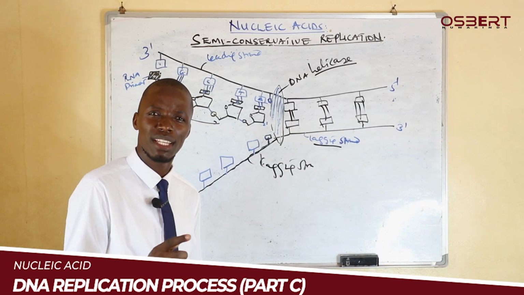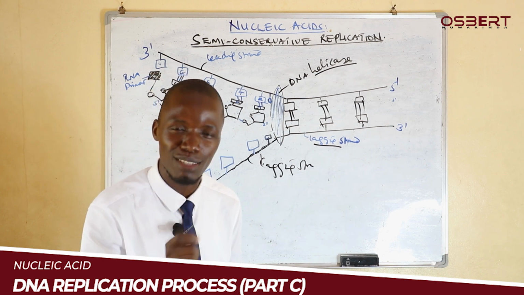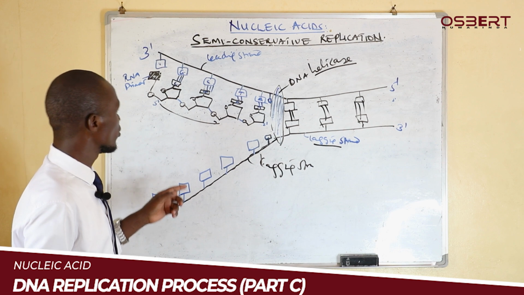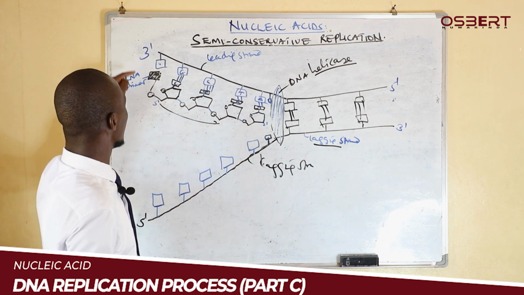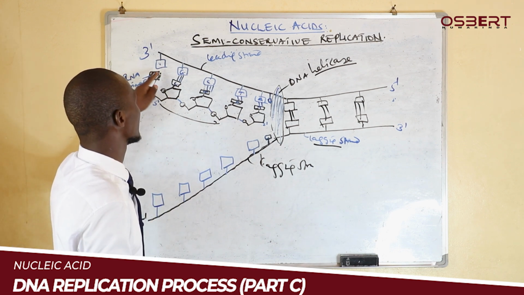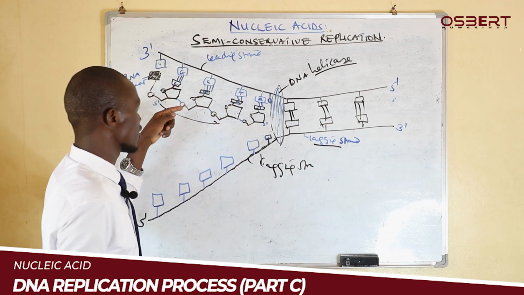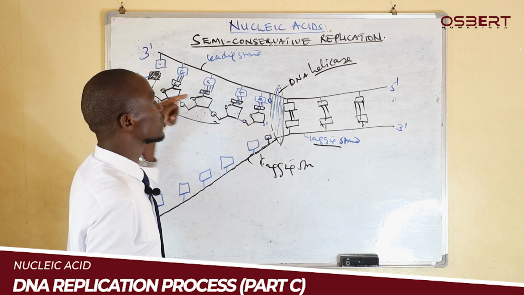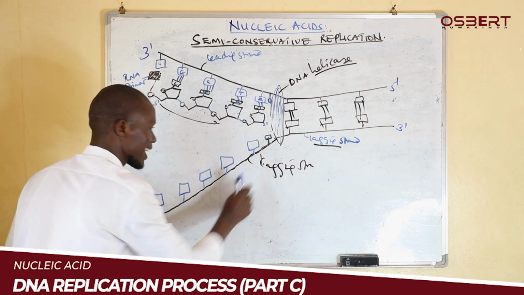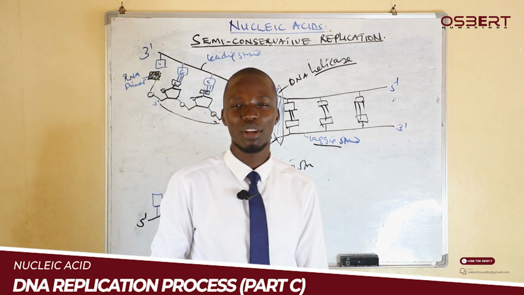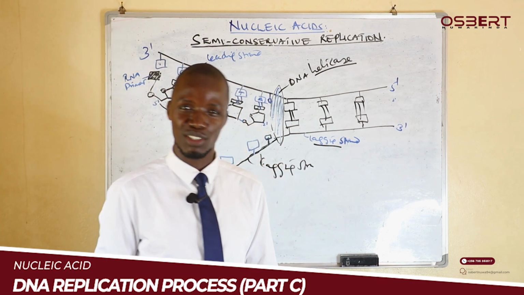So we are just continuing from where we stopped in the previous video. In the previous video, we saw that on the leading strand, it is replicated continuously. Now, when it comes to the lagging strand, by the way, why is it even called a lagging strand? Why do you think it's called a lagging strand?